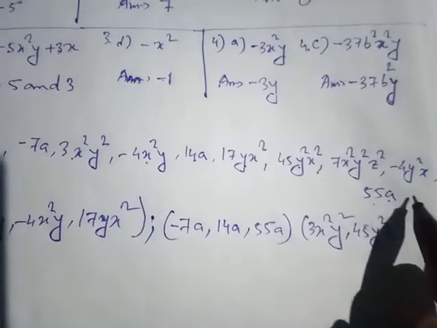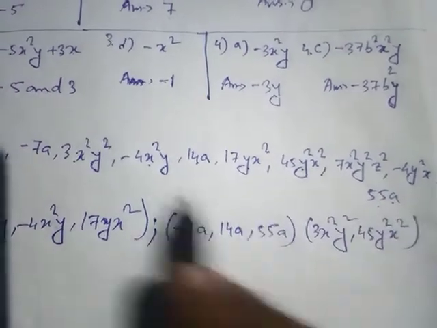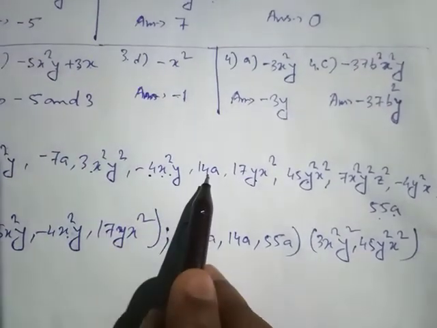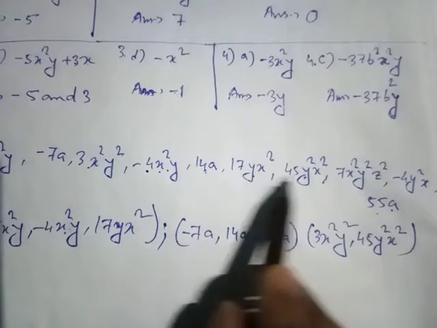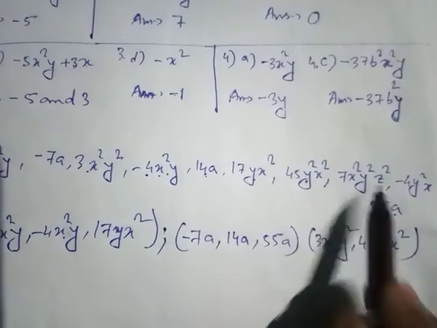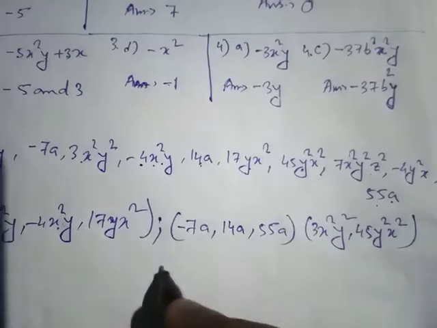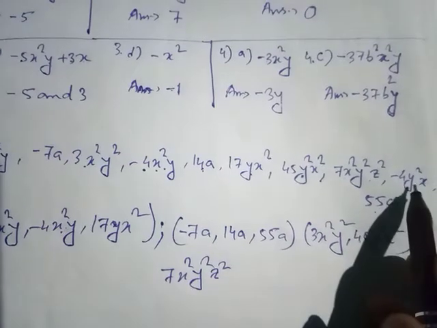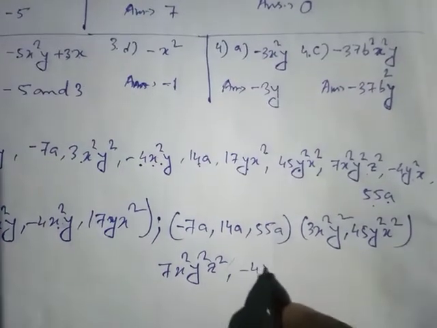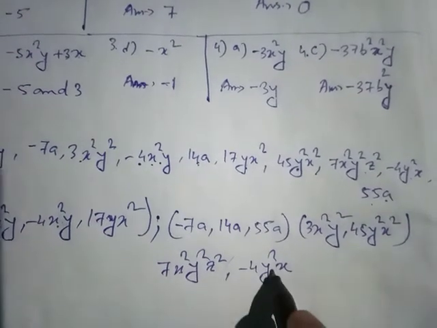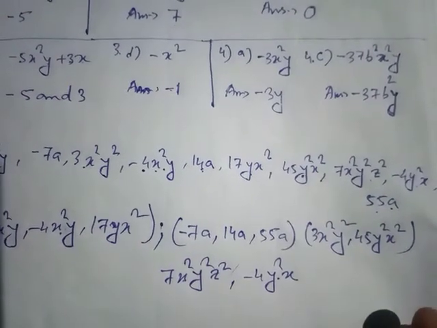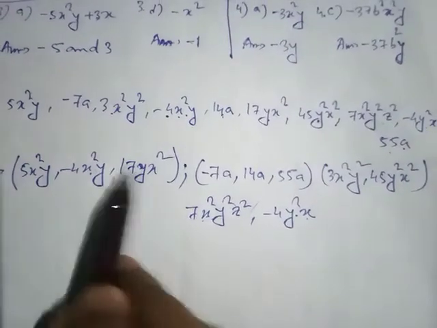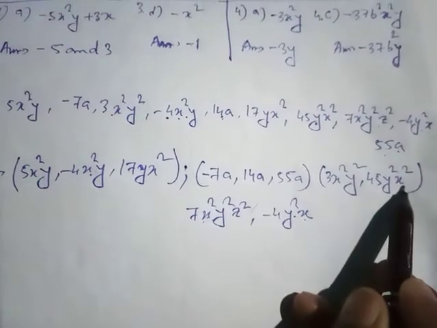Then 4x square already written, then 7 x square y square z square, and the only one left is minus 4 y square x. These two are not like terms, because the variable is not the same. These three are like terms, and these two are also like terms.